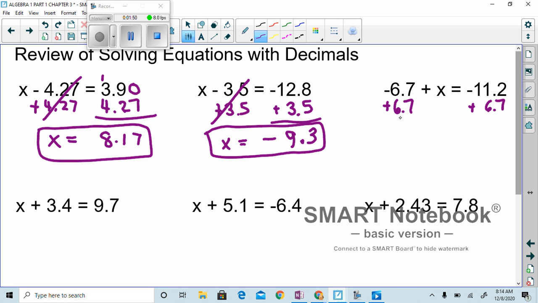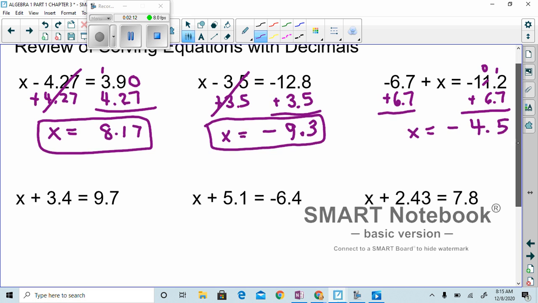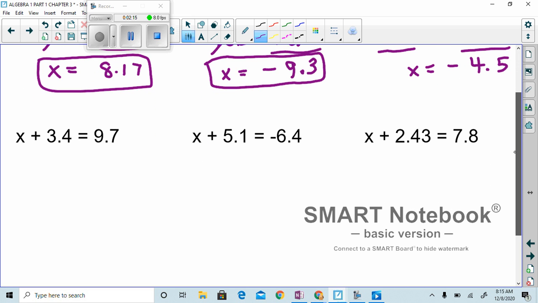This problem, once again, has unlike signs. I need to subtract and keep the sign of the greater absolute value. I also have to rename or regroup this because I don't have enough in the tenths in order to subtract. And I get a negative 4 and 5/10. Let's move on to our addition equations, which require us to do one inverse operation here, and that's subtract.